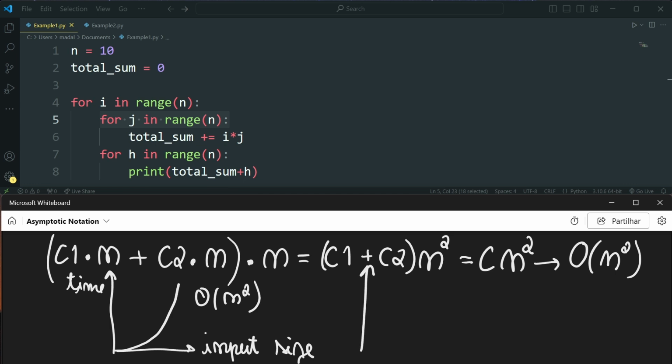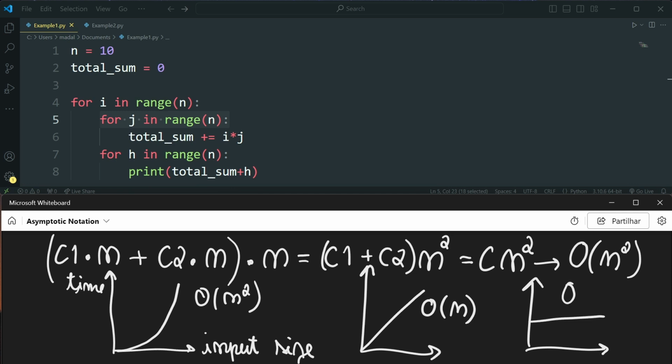We could also have something like this. This is going to be called linear time. It is just going to be a linear function, and this is O of n. And we can also have constant time. This is just going to be some constant. And here we're going to say that we have an O of 1.